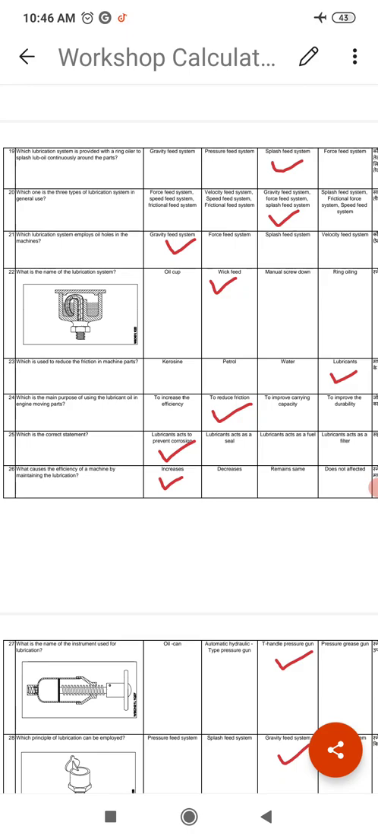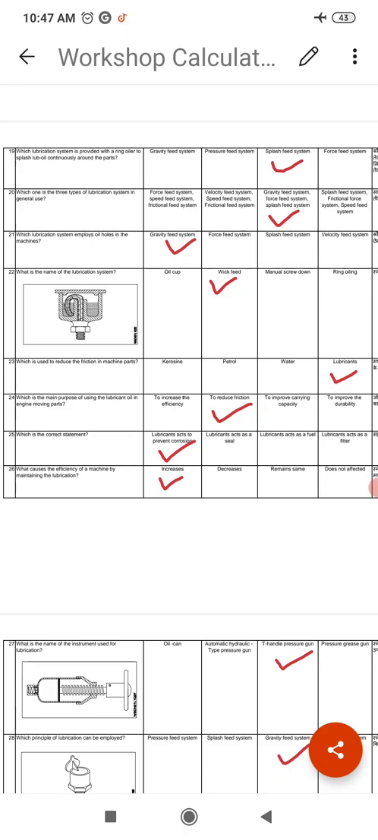Next, which one is the three types of lubrication system in general use? Its answer is option C, gravity feed system, force feed system, and splash feed system. Next, which lubrication system employs oil holes in the machines? Answer is A, gravity feed system.